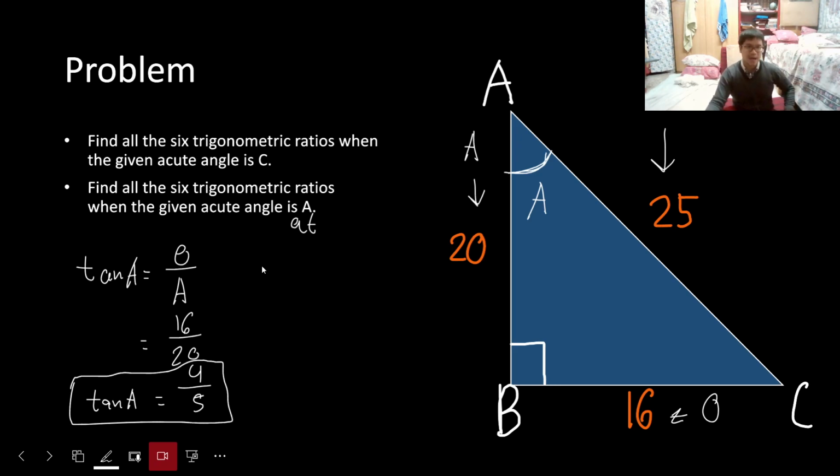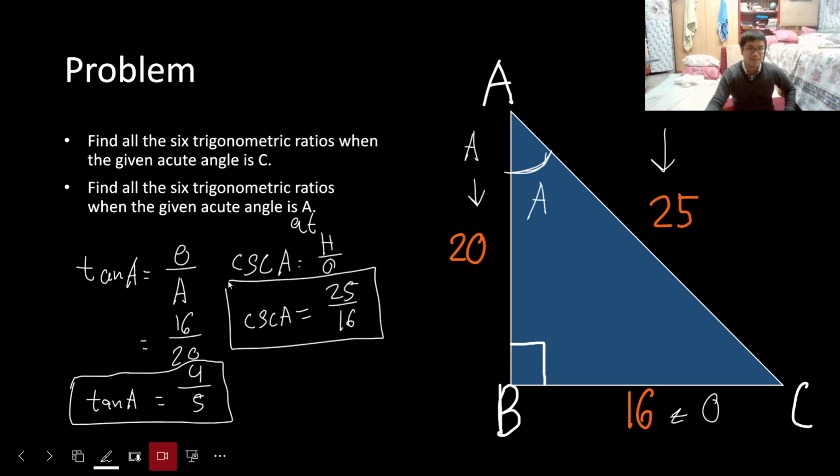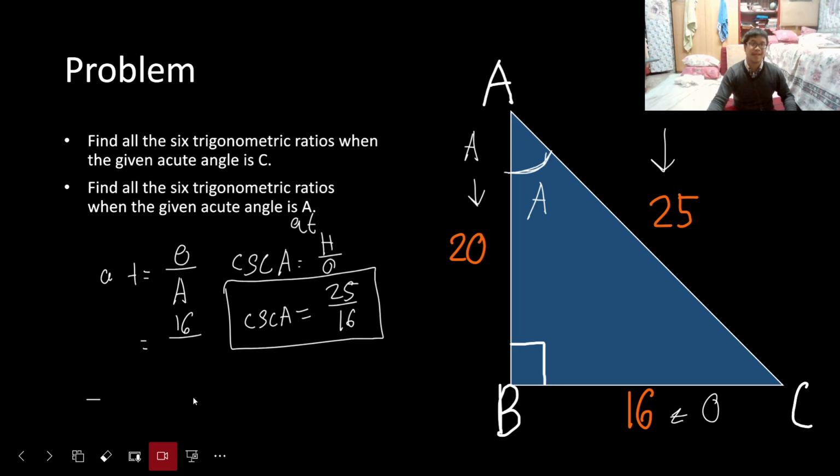Now, let's find the other trigonometric ratios. Let's start first with cosecant. So cosecant A, what's its equivalent ratio? It's H all over O. So your H here is 25 units and O is 16. Since this is already simplified, we can leave this as our final answer. All right? Now, two more. We're going to find secant and cotangent.